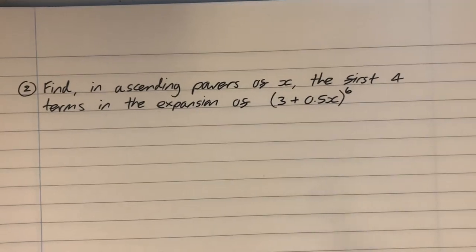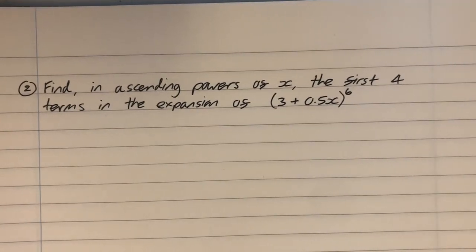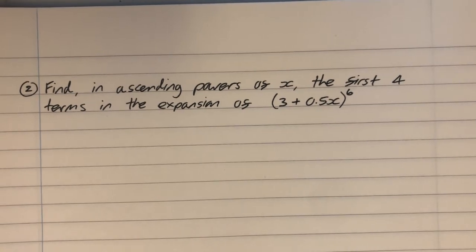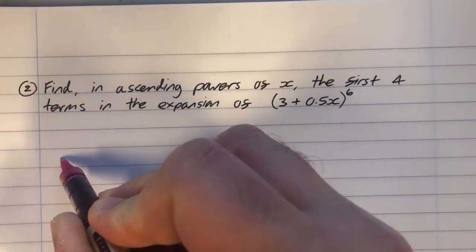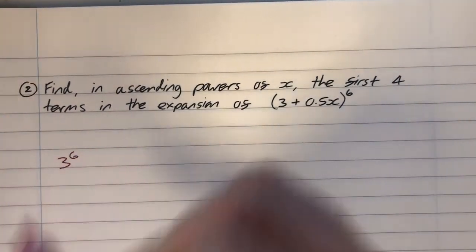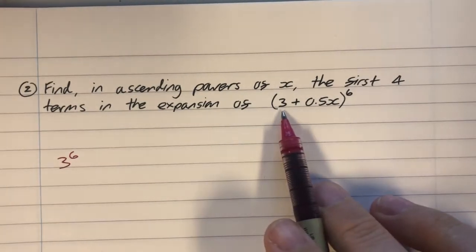One final example before we finish. This one is just for a select number of terms, not all of the terms of the expansion. So find in ascending powers of x the first 4 terms in the expansion of (3 plus 0.5x) to the 6. Okay, so we're looking for ascending powers of x, so we must start with x to the 0. So that is going to be the 3 to the power 6 term. Okay, that's x to the 0.